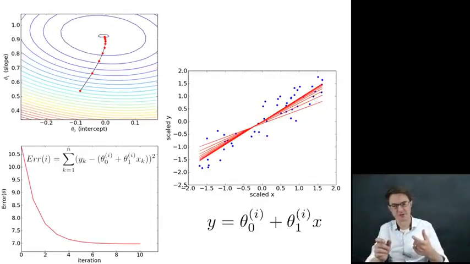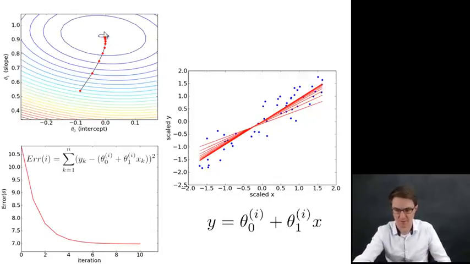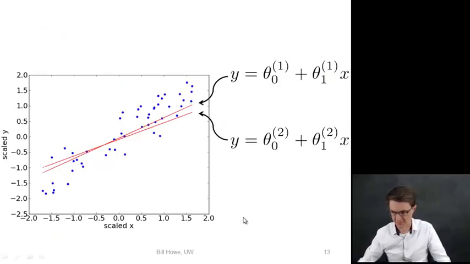until we decide that it converges. When the difference between the error in iteration I and the error in iteration I plus 1 is less than some threshold, okay, then we decide that it's converged. And in fact, in this case, it looks like it did pretty well in that it got what we see as sort of the minimum here. And this line looks like it describes the data pretty well, which we can see on the next slide.